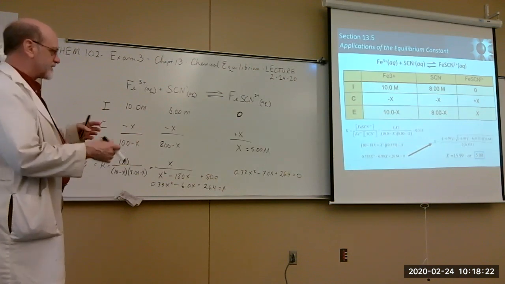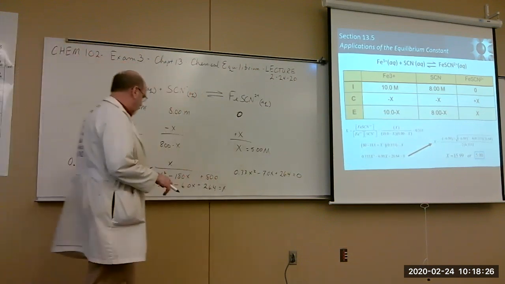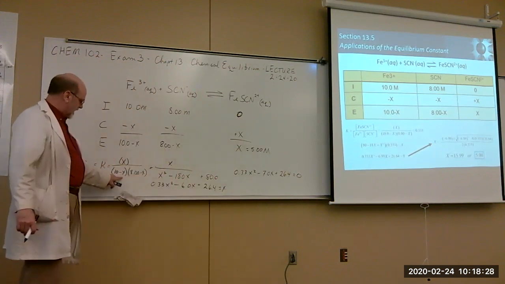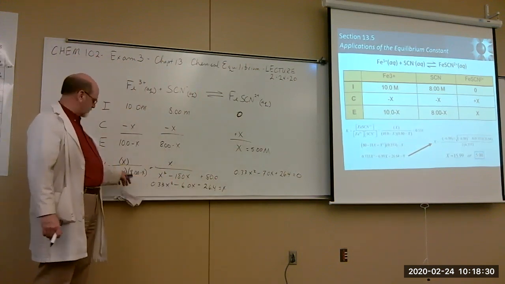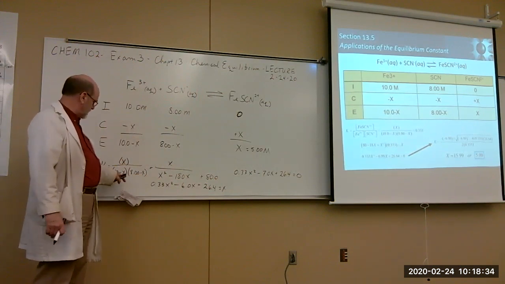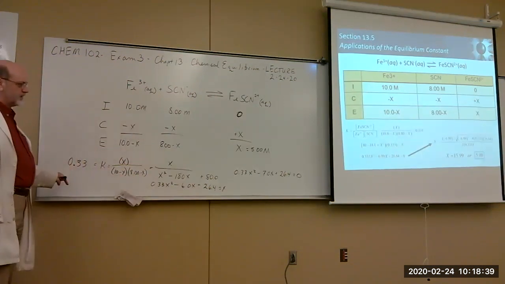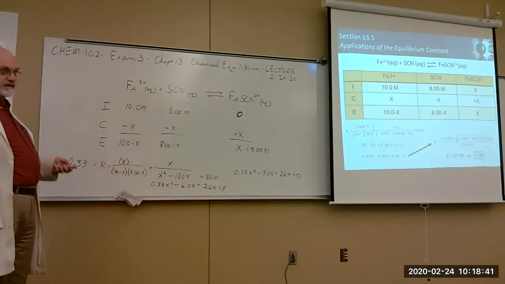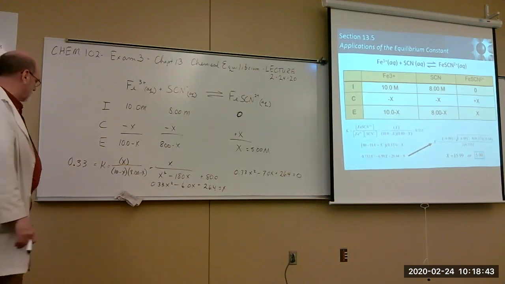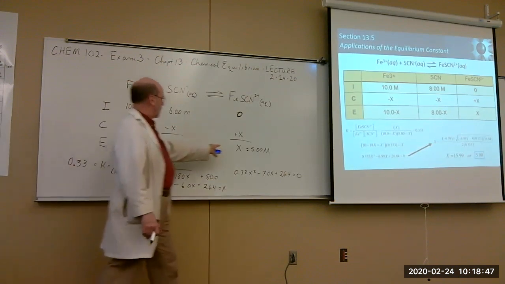So if we look back and say, all right, we know that x is 5 because we solved it that way. If we had gone in and said, x is too small to deal with, so just throw it out, then this would be 10 times 8, or 80. And 80 times 0.33 is not 5. So no negative number in the equilibrium part.